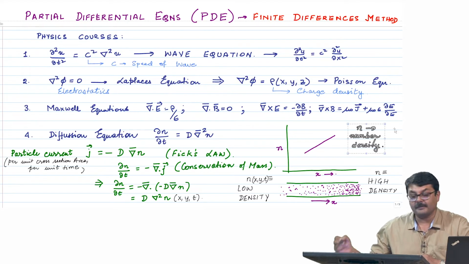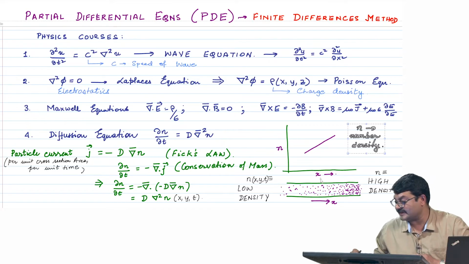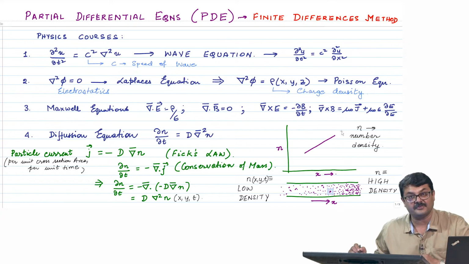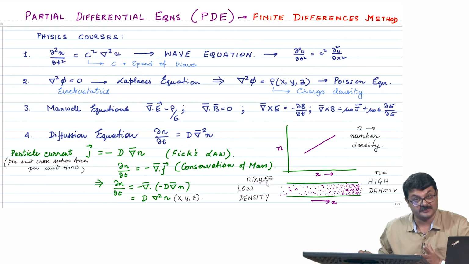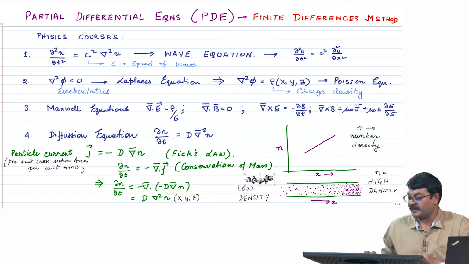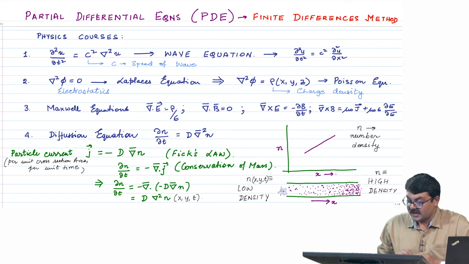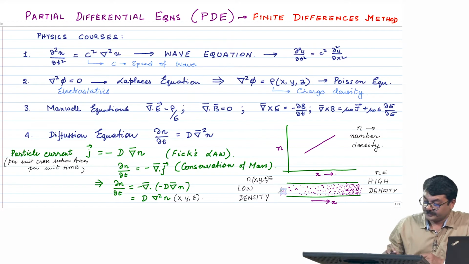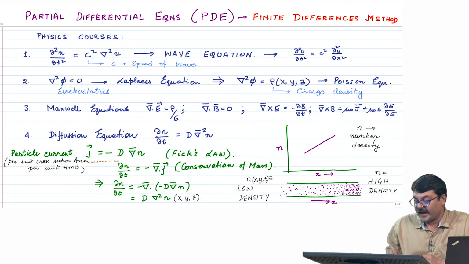So, n is the local number density of particles, and if you plot n versus x, x being this direction suppose, right, then n is increasing as a function of x. So, this is the n at high density region, this is n, which is a function of x, y and t. So, n x y t, this is the low density region, and to get where the diffusion equation comes from, one can understand it as the so called Fick's law. Okay. So, what does Fick's law state?